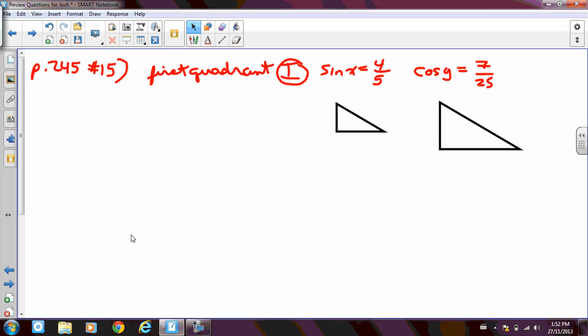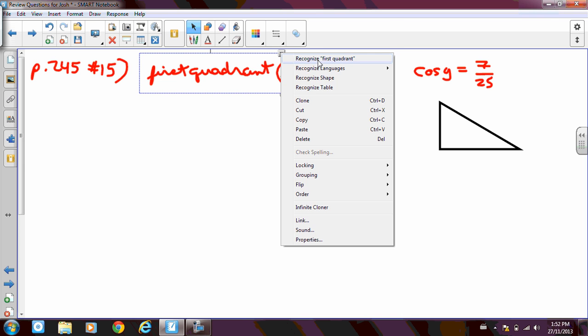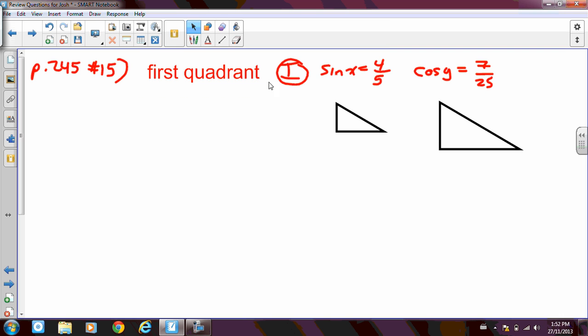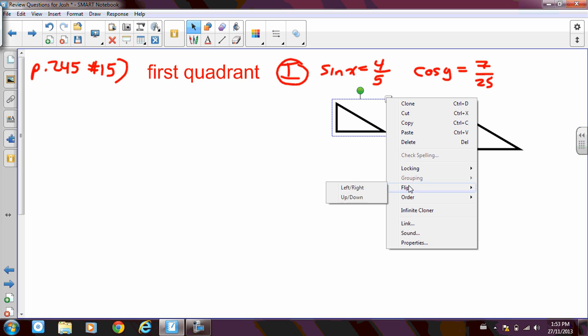Okay, so this is question 2 from the review, or at least the second question that I specifically suggested you look at. It's number 15 on page 245, as you can see. The main points here in the question, we're dealing with two angles, x and y, both of which are in the first quadrant. I suppose I could have flipped these around to make them look like first quadrant.